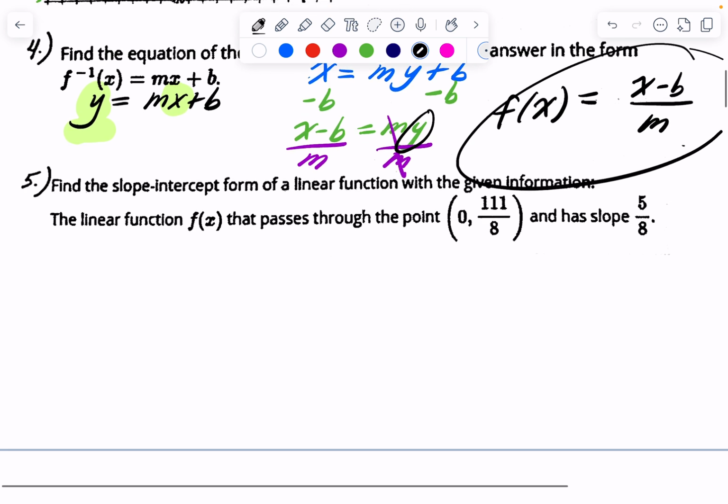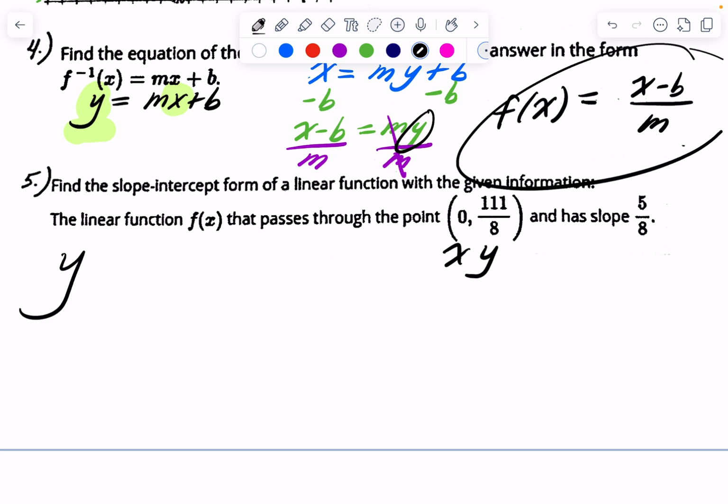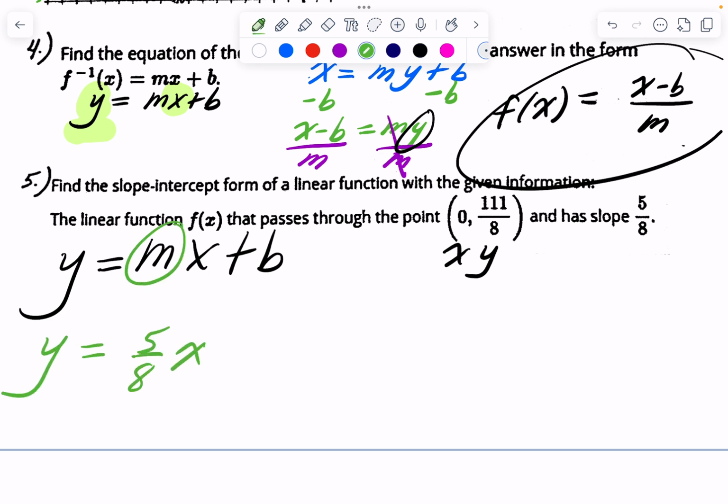All right, so find the slope-intercept form of a line with the given information. It passes through this xy point, and it has this slope. So you always start out with lines have the form mx plus b. This is the slope. Let's fill it in. Y equals 5/8 x plus b. And then the only thing we need is plus b. But they didn't give us plus b, unless they did.